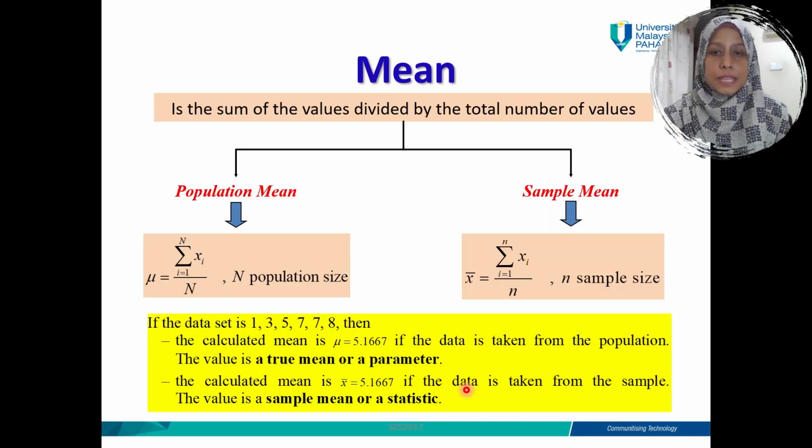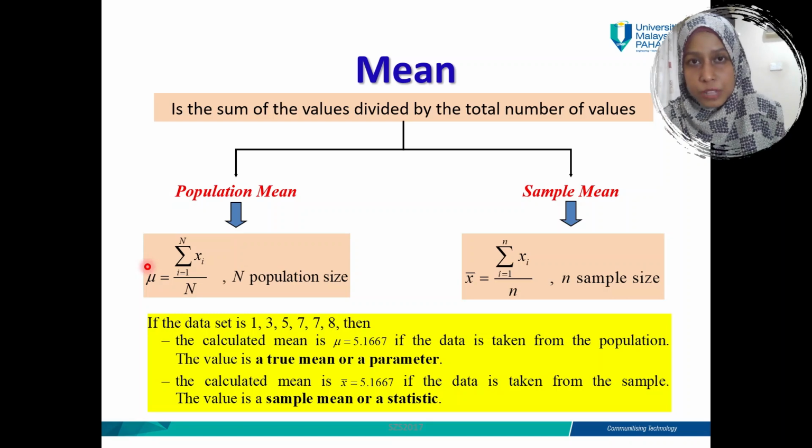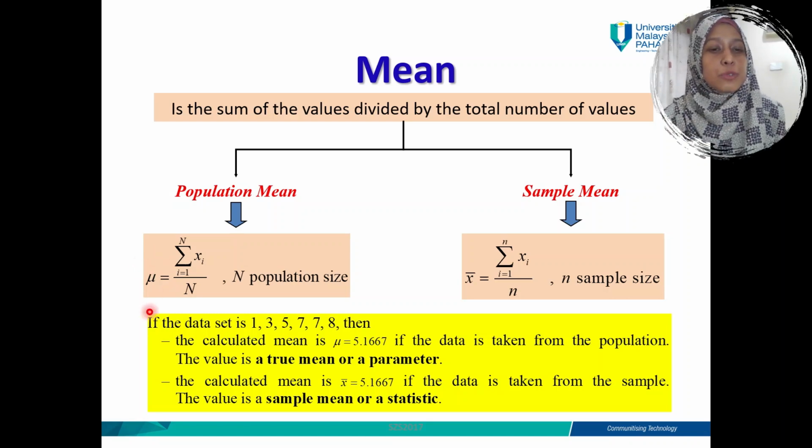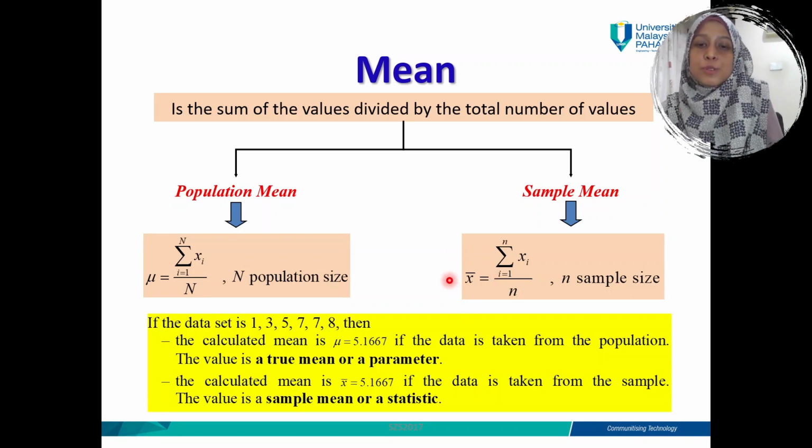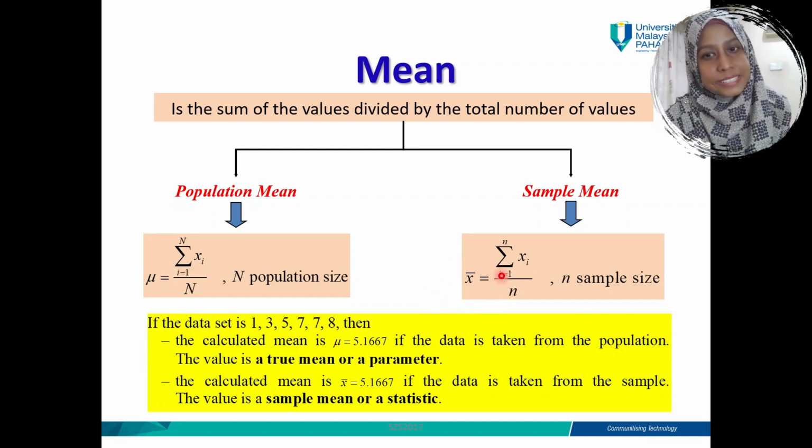Next one is mean. Okay, I don't need to remind you of the formula, but I do need to emphasize the notation used. If your data is from the whole population, if you collected your data from the whole population, you should use mu to represent your population mean. If the data is collected from a sample, you should use X bar to represent the sample mean. Okay?